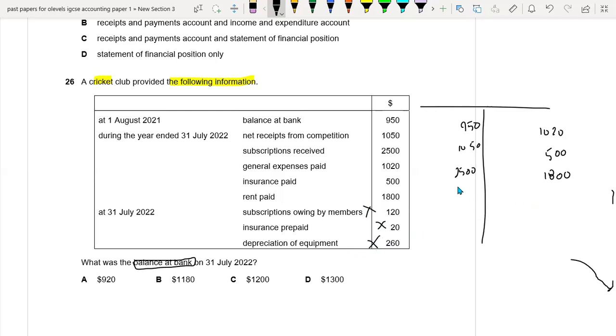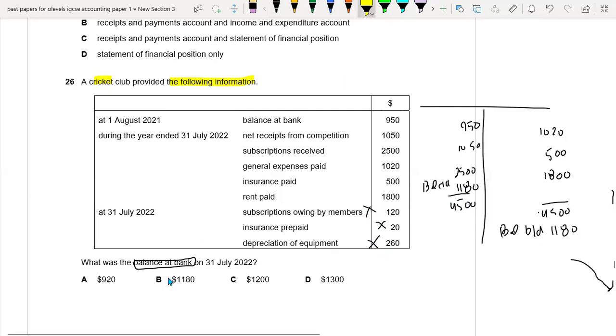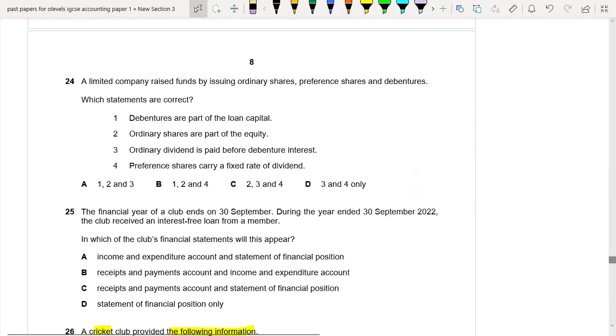So yes, we have the balance which is 4500, and your balance CD would be 1180. Balance BD would be 1180. So B option is the right option. Okay, so 25 question we have done this before in variant 2.